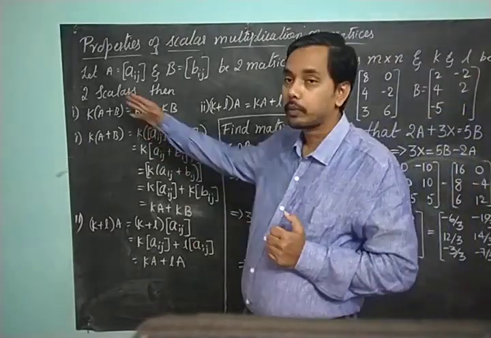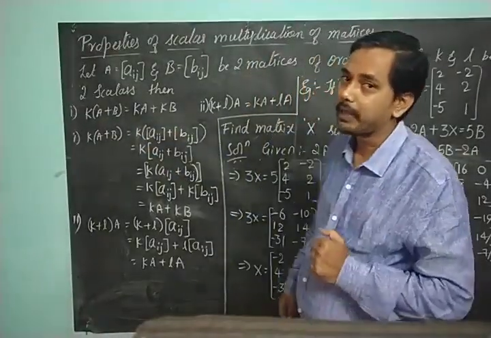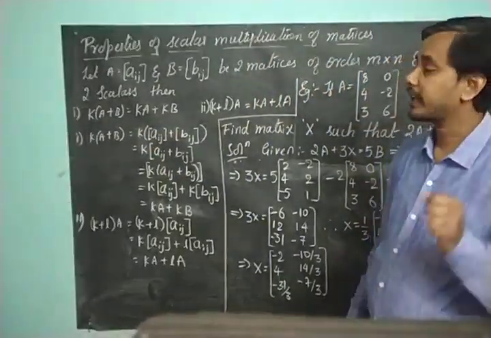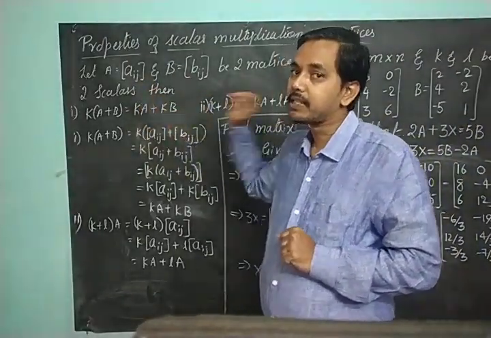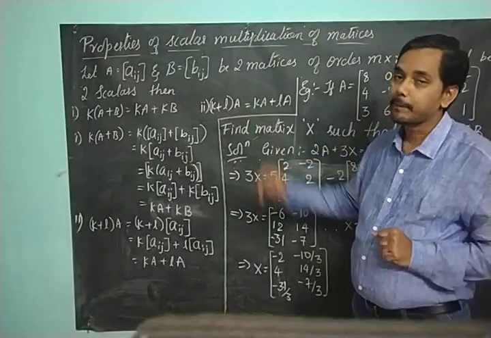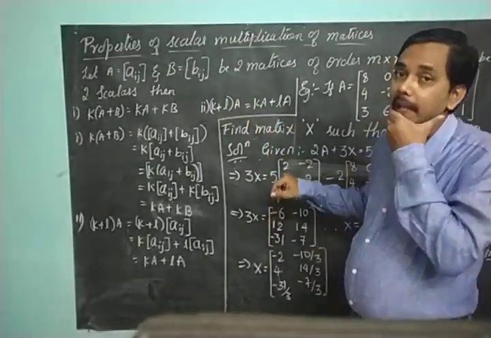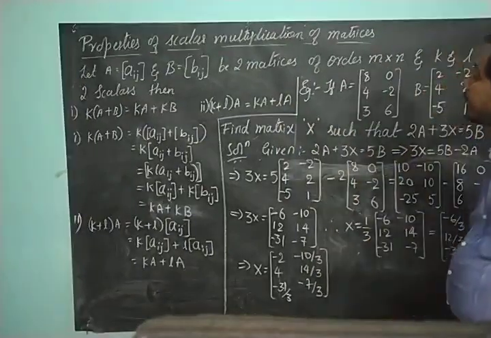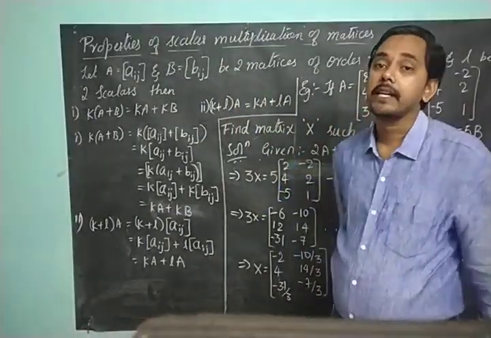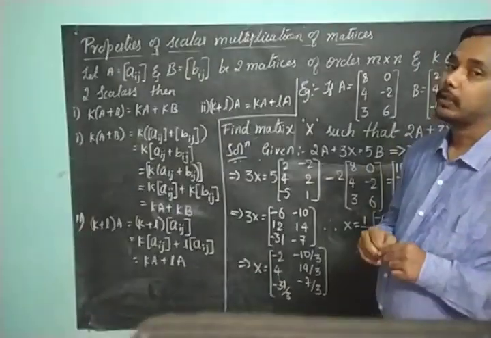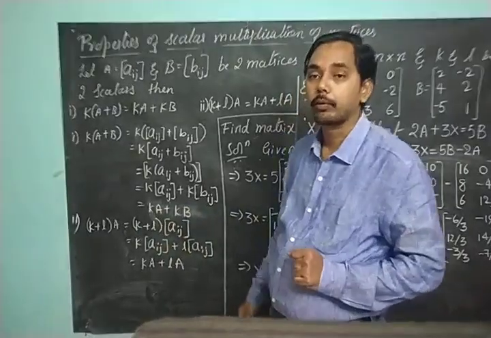Then the first property is K of A plus B can be written as K of A plus K of B. Once again I repeat, K of A plus B equals K of A plus K of B. And the second property is K plus L of A can be written as K of A plus L of A. Now let us see how they can be proved one by one.